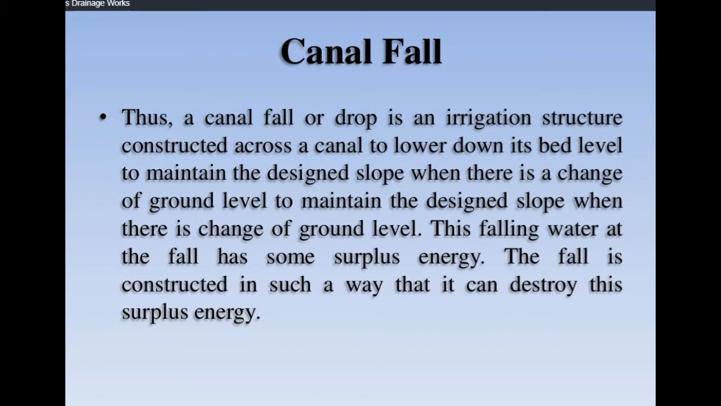So the canal fall or a drop is an irrigation structure constructed across a canal to lower down its bed level to maintain the design slope when there is a change of ground level. The falling water at the fall has some surplus energy. The fall is constructed in such a way that it can destroy this surplus energy. So mainly we are providing the fall in the canal.